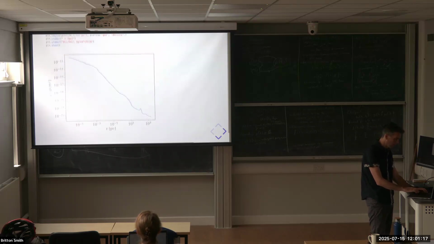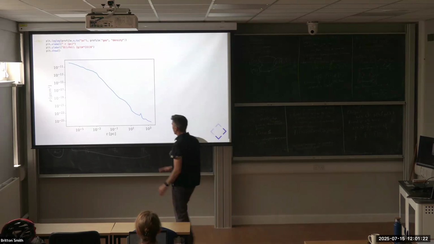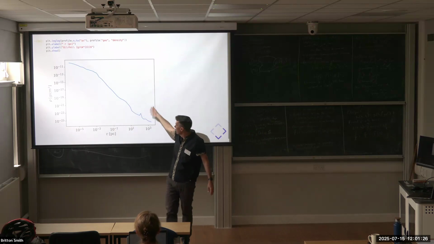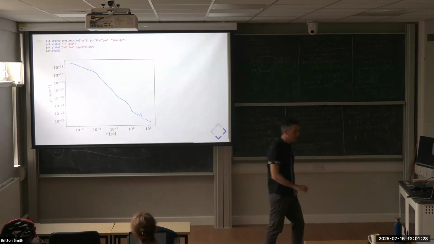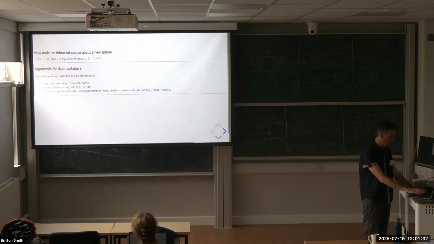Look at that sphere. Or I can look at this profile and say, I really only want data that's 10 to the minus 21 grams per cc and up, or something, 10 to the minus 22. So I'm going to make the sphere 5 proper parsecs in size, make a new sphere, right?